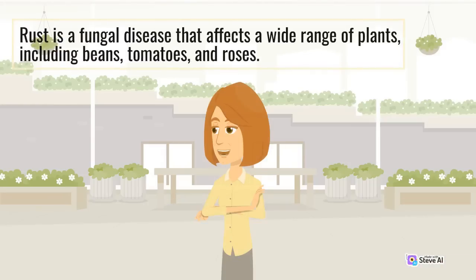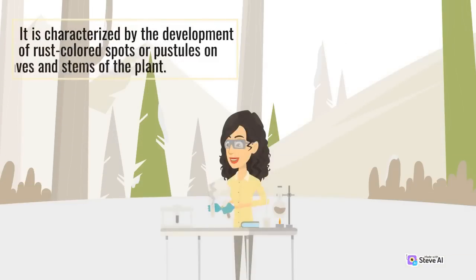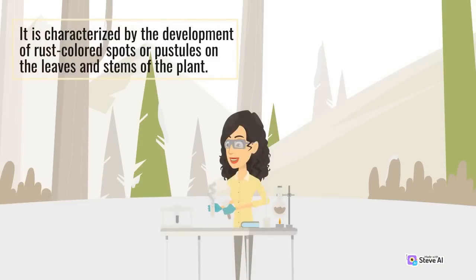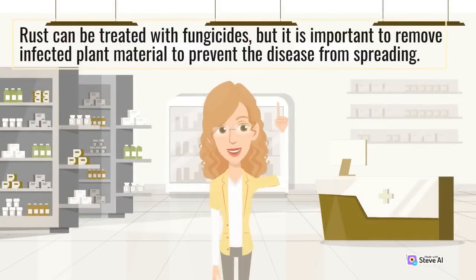Rust is a fungal disease that affects a wide range of plants, including beans, tomatoes, and roses. It is characterized by the development of rust-colored spots or pustules on the leaves and stems of the plant. Rust can be treated with fungicides, but it is important to remove infected plant material to prevent the disease from spreading.